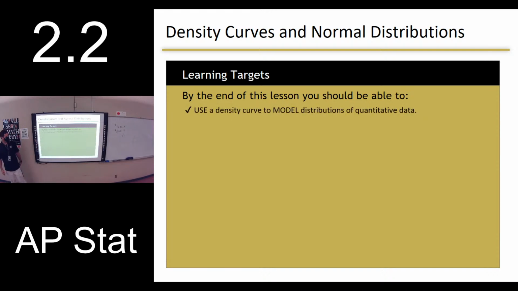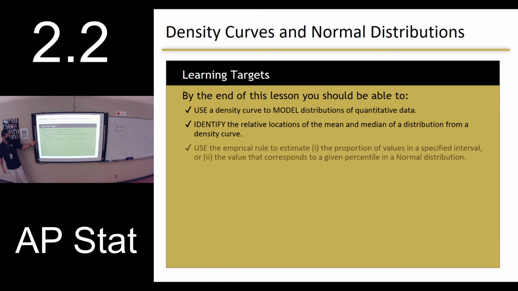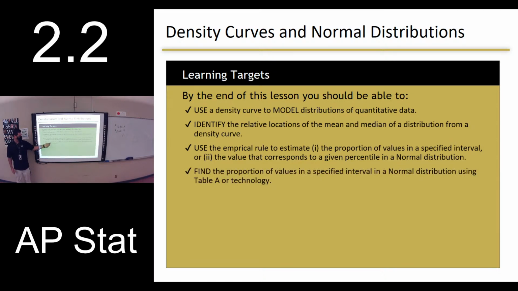Hopefully you can use a density curve to model quantitative data. Hopefully you will be able to identify the relative locations of mean and standard deviation. I think we've already discussed that once, how the mean is kind of pulled to the skewness. Use the empirical rule to estimate the proportion of values in a specified interval. The empirical rule is something that's really big. Find the proportion of values that fit in the normal distribution using table A or technology.